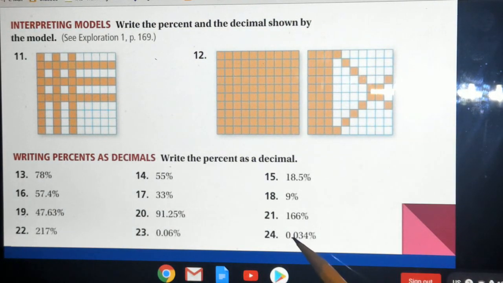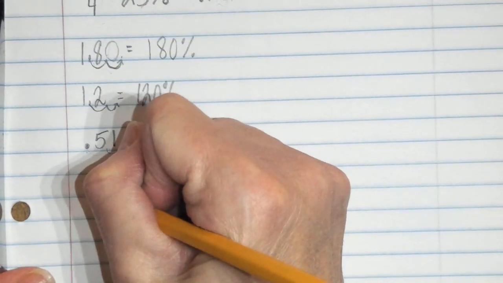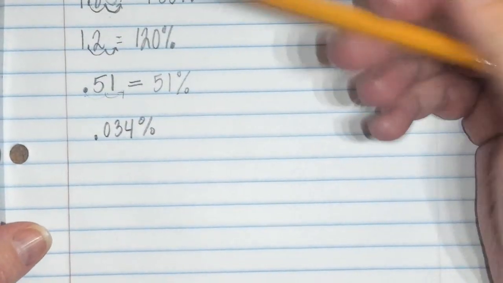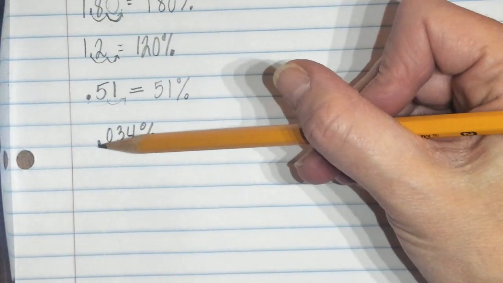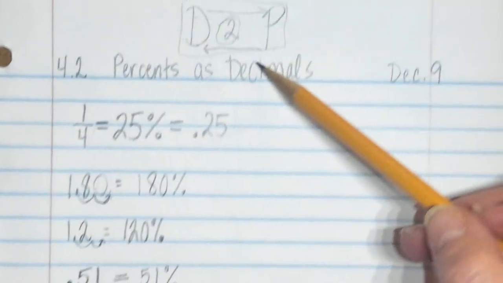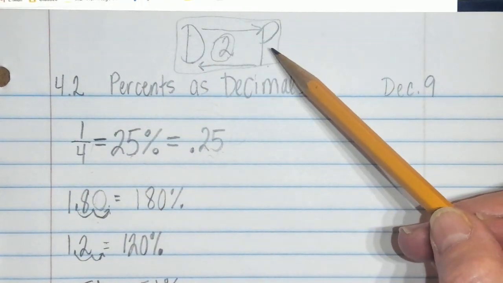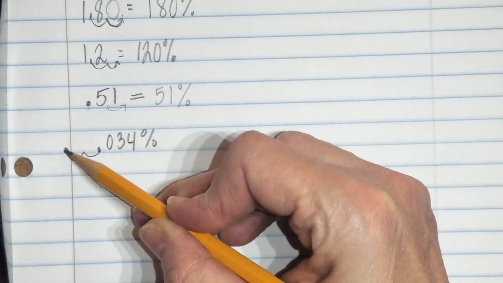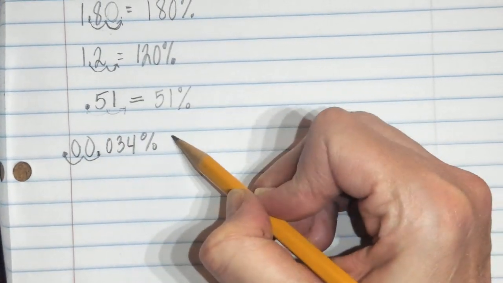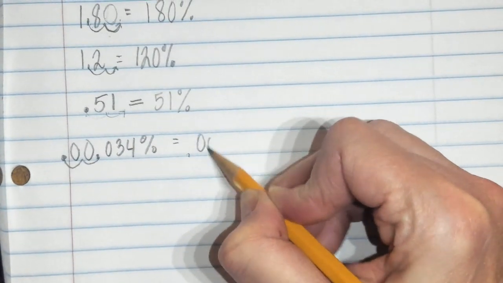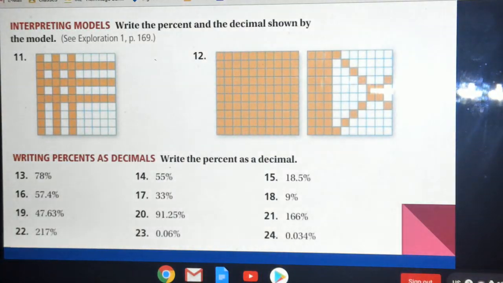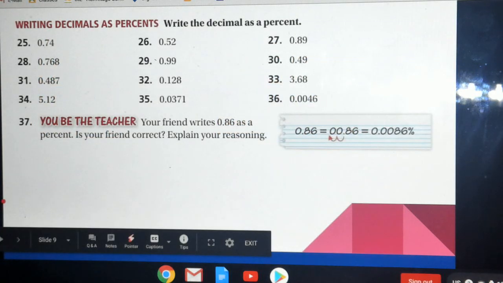Also, if you have something like this, and we want to write that as a decimal, we're going to change that one to a decimal. So if I'm going from a percent to a decimal, I got to go which way? To the left, 2 places, 1, 2, holy smokes. I got to add these 2 zeros in here. So then I would get 0.00034. Okay, so sometimes you're going to have to add a couple zeros, and that's okay.